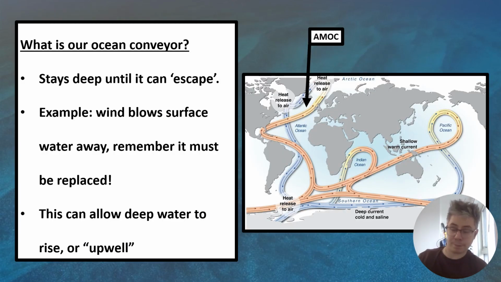That deep water then stays deep until it can escape, because the density is greater than that which is above it. An example of this is where you have wind blowing the surface of the water away, and if you remember, if the water is removed from the surface, something has to replace it. And if the density changes permit it, then that water can rise from the deep ocean to the surface, in what we might call upwelling zones.